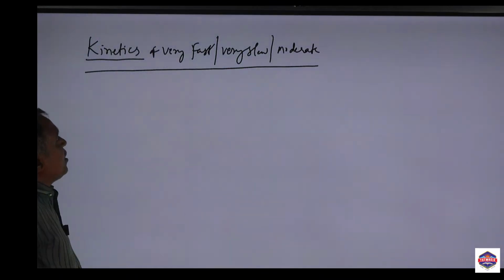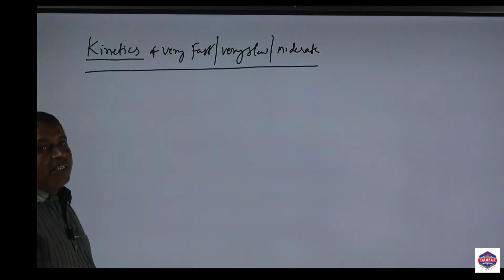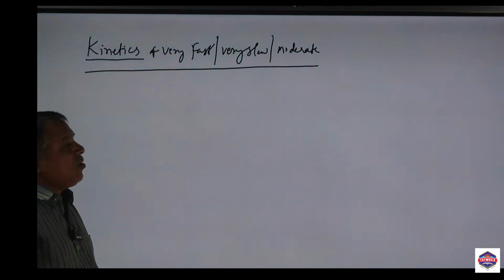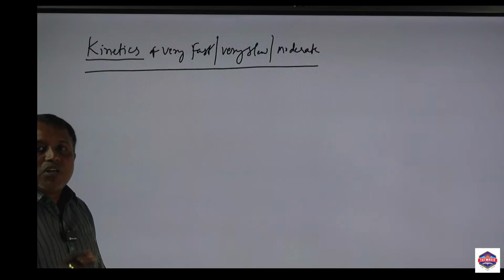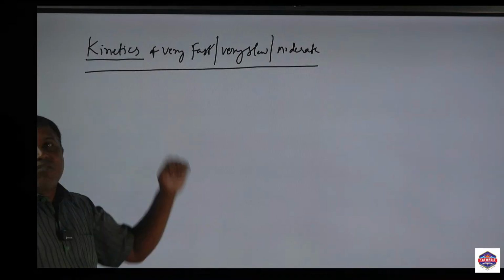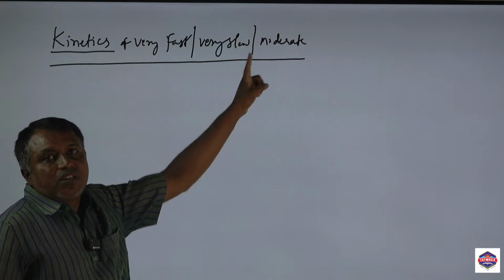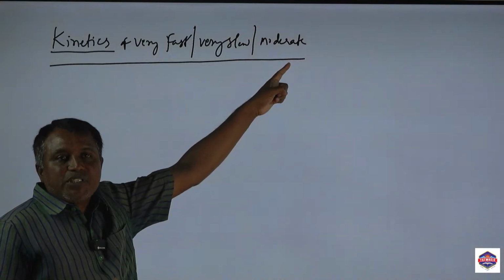Actually, kinetics of very fast reactions and very slow reactions cannot be studied, because either they are too fast or they are too slow. That's why we cannot study the kinetics of very fast and very slow reactions. But kinetics of the third type, the moderate reactions, can be studied.